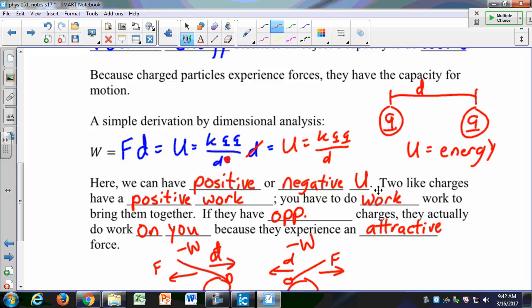You have to do positive work to bring them together. So two positive charges, you have to do positive work to bring them together because you're pushing in this direction and you're moving them in this direction. Work is force times distance. When the force and the distance are in the same direction, then you have positive work.